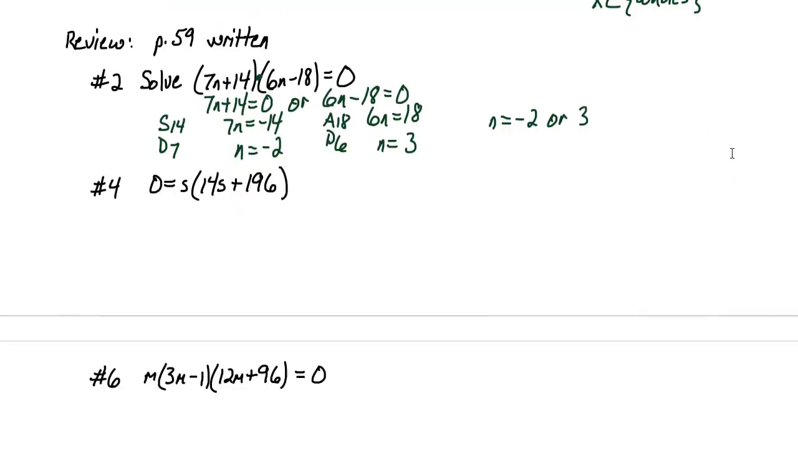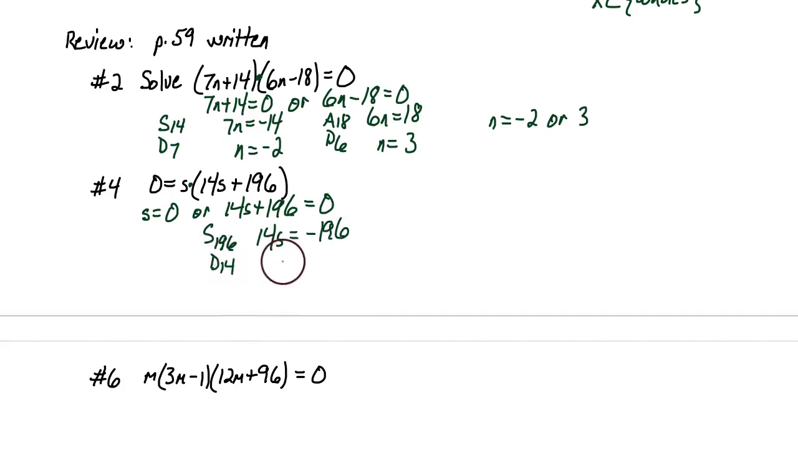Number 4 has the same pattern. Two factors being multiplied together, and the answer is 0. Set each of them equal to 0, using the word or to connect the pieces. Then solve these. This first equation is already solved for s. On the other equation, we need to subtract 196. And then divide by 14. Negative 196 divided by 14 is negative 14. The final answer is s equals 0, or it's negative 14.